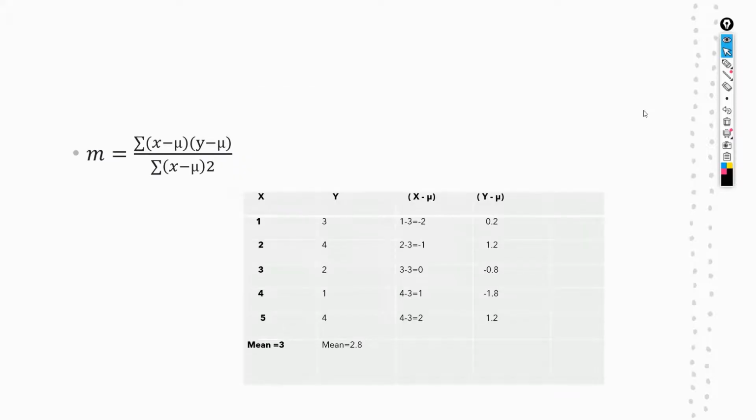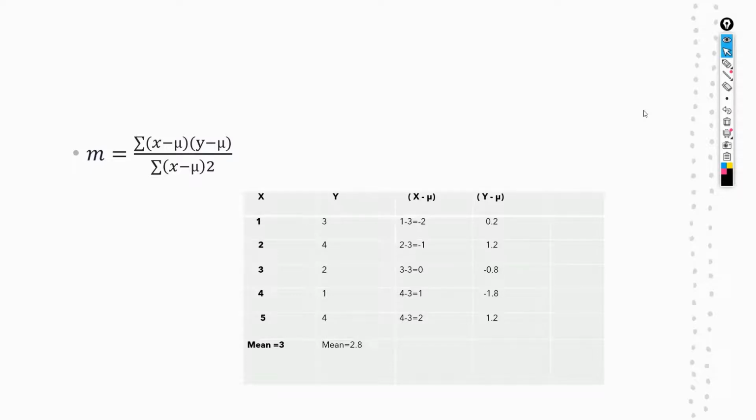Then we want to find the slope, because our equation is y is equal to mx plus c, where m is the slope value. We denote m as the slope. m is equal to the summation of (x minus mu) into (y minus mu), divided by the summation of (x minus mu) whole square. This is the formula for the slope.